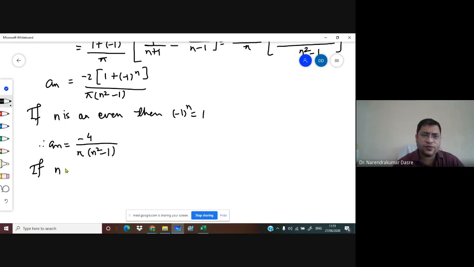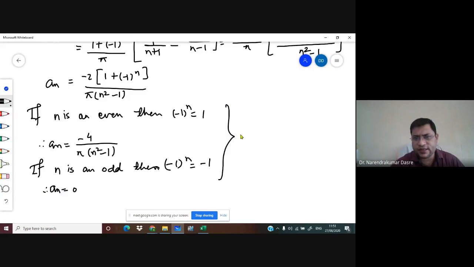Now if n is odd, then (-1)^n is equal to -1. So this 1 minus 1 will become 0, and we get a_n is equal to 0. So this is our next equation 3.